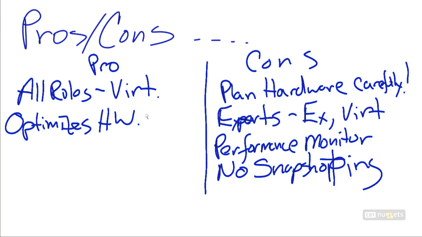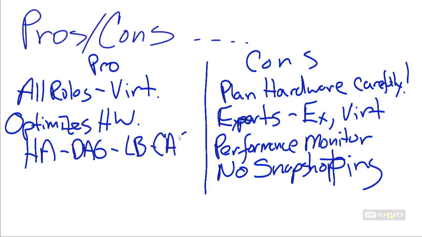Now, there are also a couple of good points with virtualization. Remember in a previous video, we were talking about DAGs, right? The high availability kind of stuff, the resilient kind of stuff. We still have all of this high availability. I'm going to put HA for this, and then put DAG, and load balancing the CAS. We still have all these capabilities.